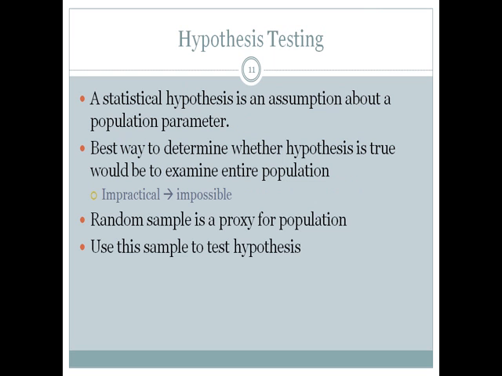Okay, so let's go back to square one. A statistical hypothesis is an assumption about a population parameter. Like I said before, the best way to determine whether our hypothesis is true would be to examine an entire population. This is impractical and most of the time impossible, so instead we use a random sample as a stand-in for a population. We use this randomly collected sample to test our hypothesis on.